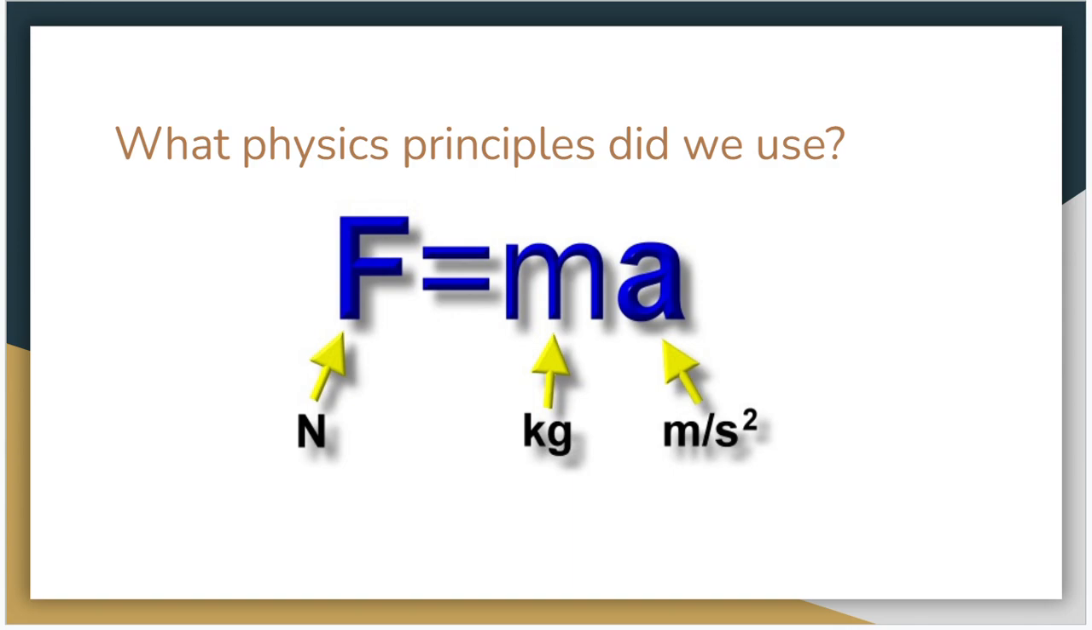So the main physics principle that we used during this experiment was F equals ma, where force equals mass times acceleration. Because acceleration is the change in velocity over time, if the force is zero, or if there's no force acting on an object, then its change in velocity must also equal zero. So that's an important principle, because it means that assuming there is no force acting on the object, the object is moving at constant velocity, which is what we try to test for.